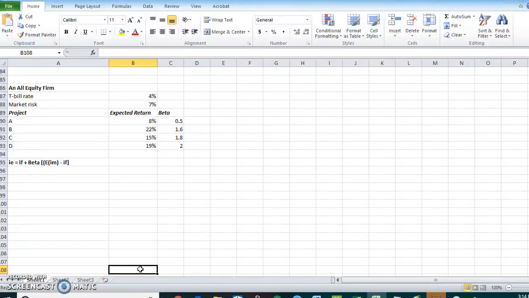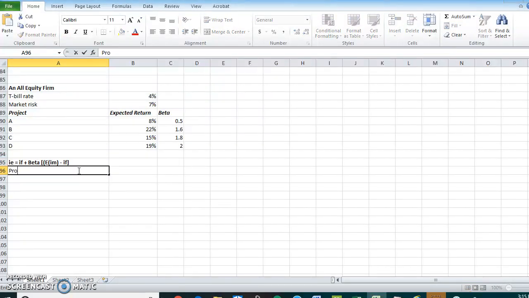So first we need to figure out the project-specific benchmarks for each one. And that is the interest on equity equals the risk-free rate plus beta times the market risk minus risk-free rate. So it's not that rough.